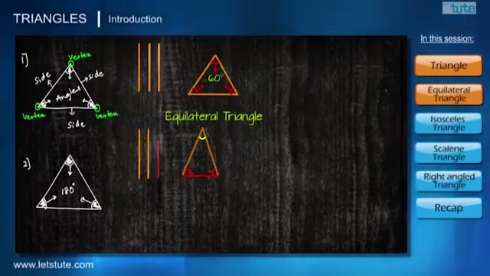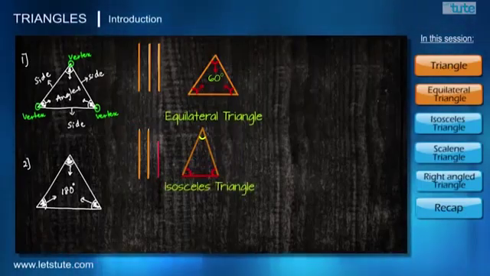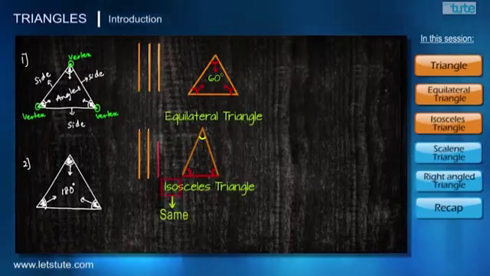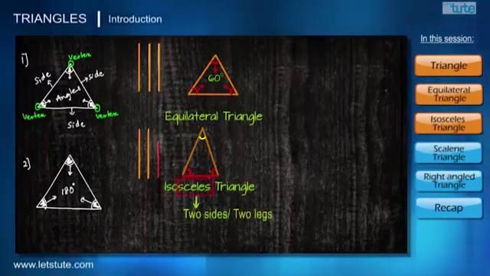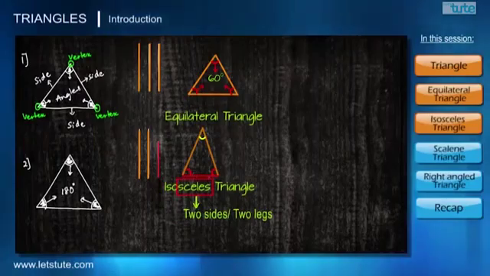And how do we identify those equal angles? Those two equal angles will be opposite to the equal sides. Such triangles are called isosceles triangles. If you split the term isosceles, iso means same and celos means two sides or two legs.